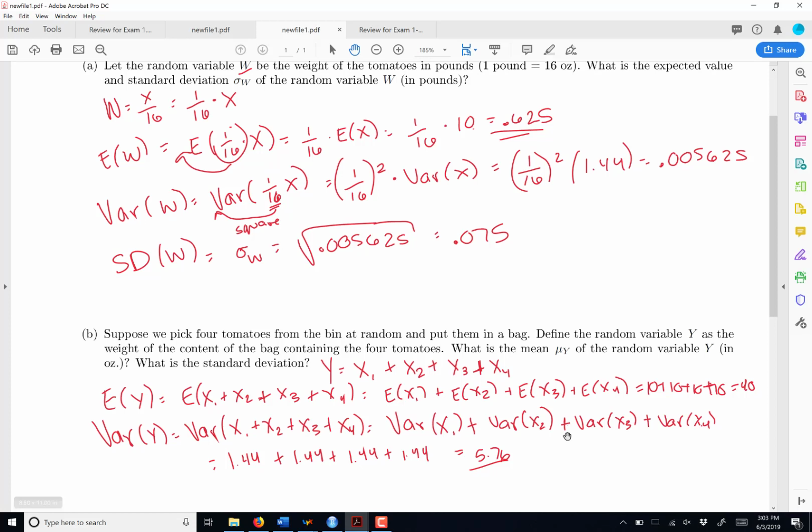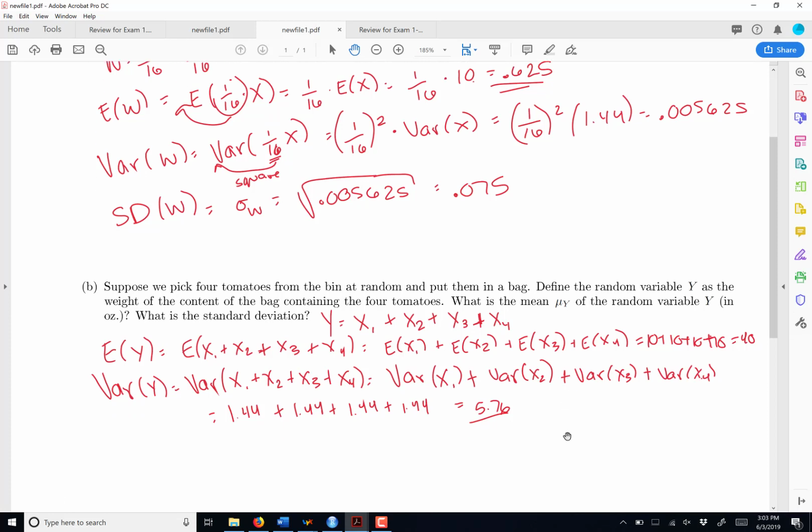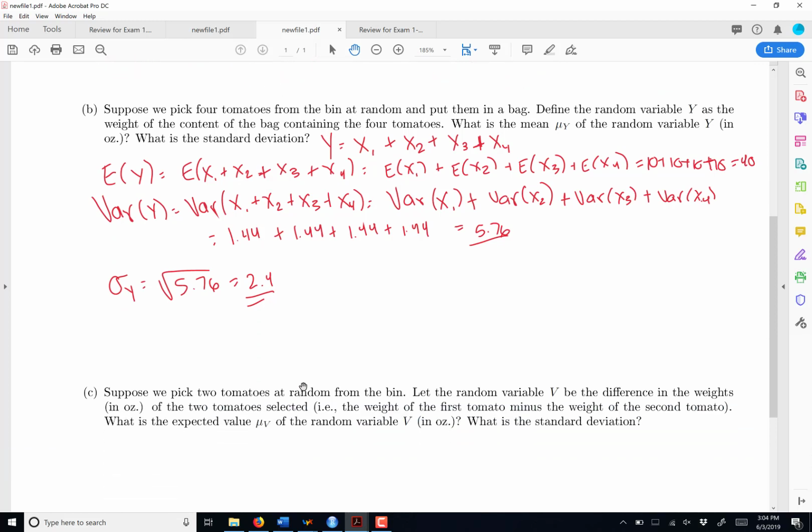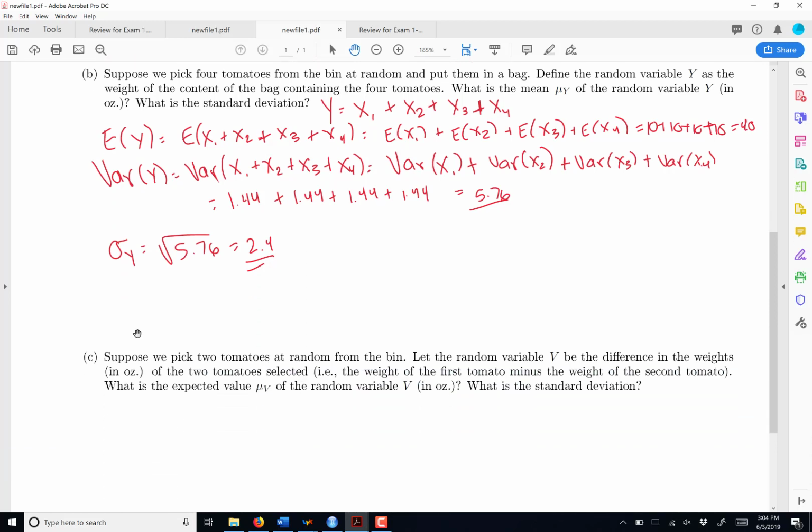Again, you have to do variance first, then you do standard deviation. So the standard deviation for y is just the square root of that. So square root of 5.76 gives me 2.4. So that's my standard deviation. I'm going to stop the video here so that you can try part C on your own. There is just a hint.